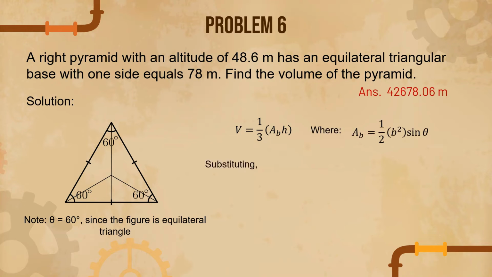And substituting the values of the area of the base and height, we get the volume of the pyramid of 42,678.078 meters.